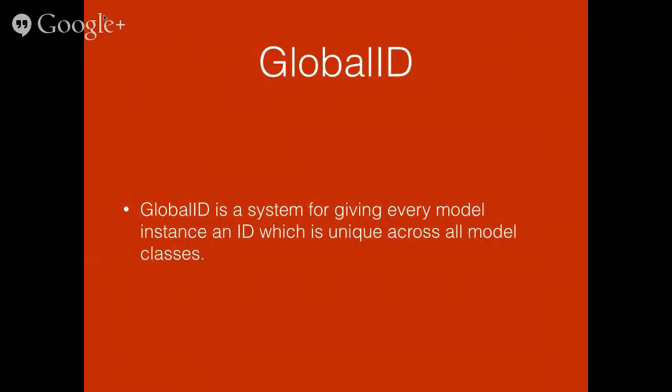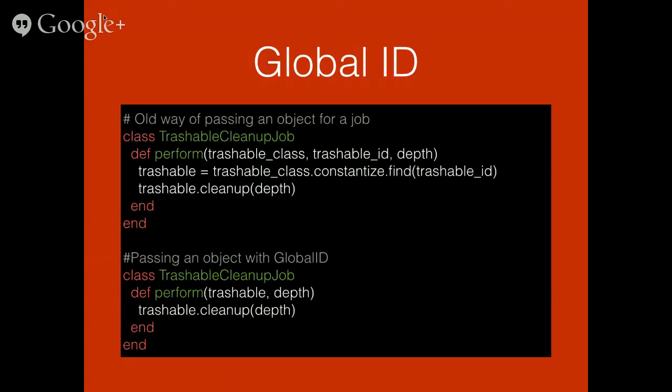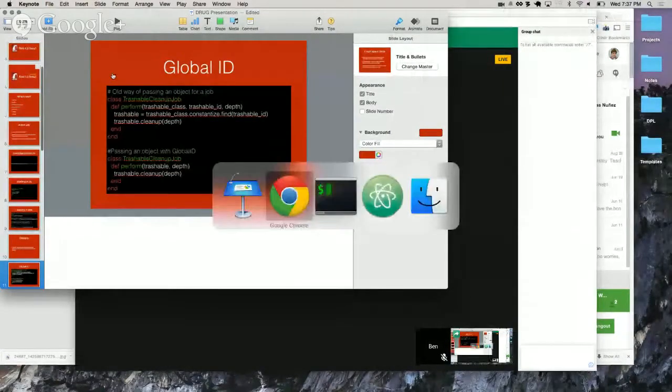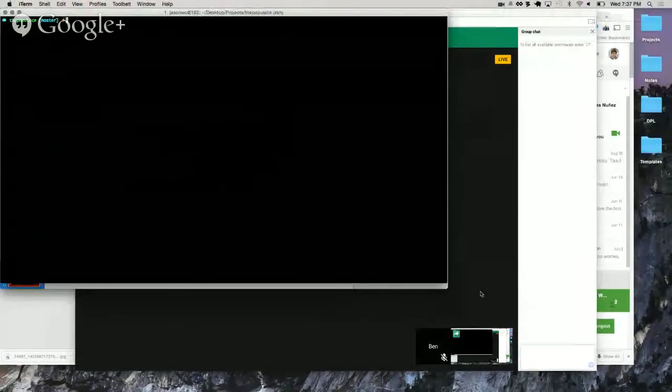Global ID goes hand in hand with that. It's a system for giving every model instance an ID that's unique. So in the past, you do a find by ID. In fact, I'm going to show it. Well, here's the old way of passing it. You have to pass in the class, the ID, and actually constantize it. This is an area where I'm not that familiar with, I'm afraid. So if I'm saying stuff that doesn't make too much sense, I apologize. But now you just have to pass in that one ID. And I'm actually going to show that on console real quick, so that we can have a look at that.